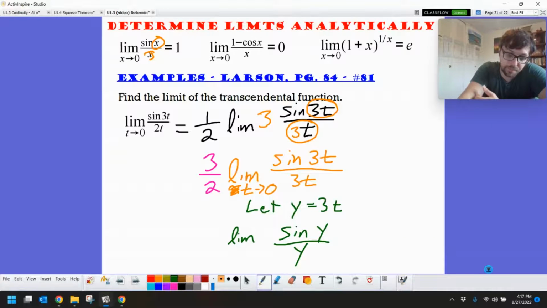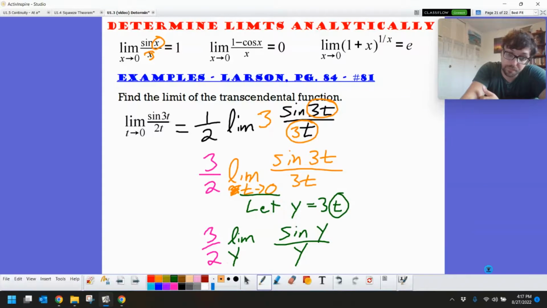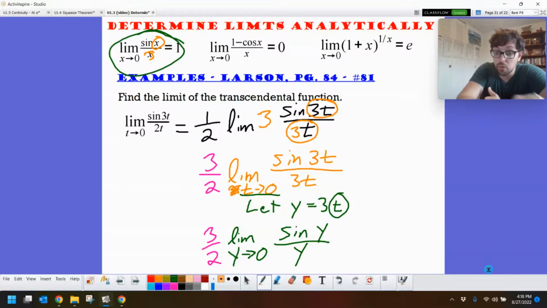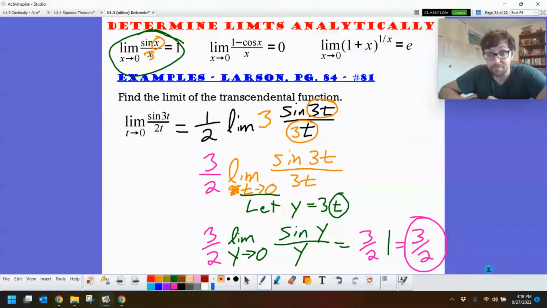So now I've got a limit. I've got my 3 halves. I've still got the t that's right here, and that t is approaching 0. But as t approaches 0, 3 times that value of t is also going to head towards 0. So as t approaches 0, y also approaches 0, which is great because that lets us apply our thing up top here. That makes this whole green limit into just a 1. Times our 3 halves, our limit is going to be 3 halves. All done. That was a weird one.